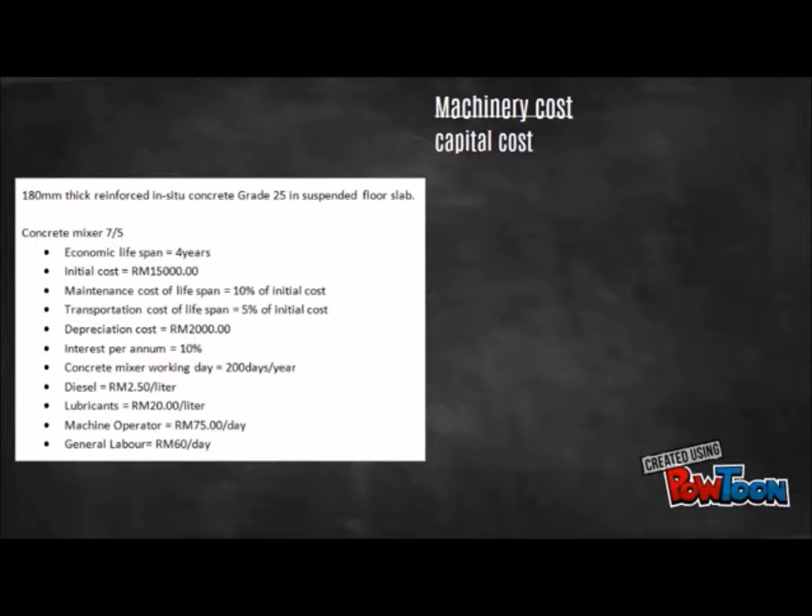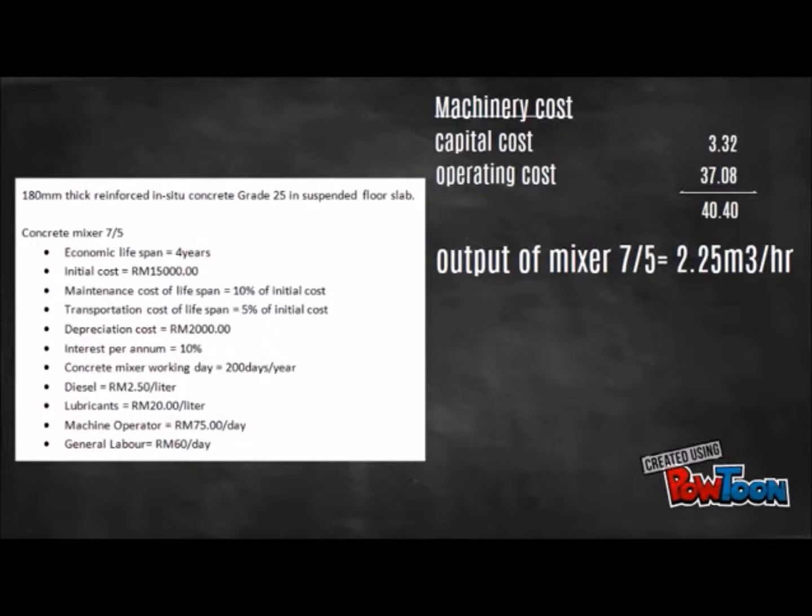Total up the capital cost, operating cost, and divide by the output of mixer to get cost per meter cube.